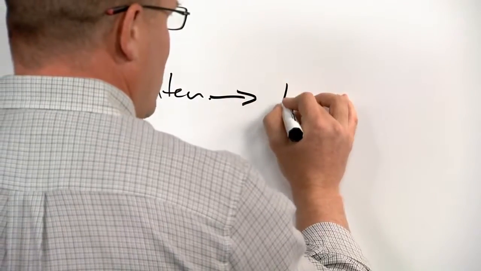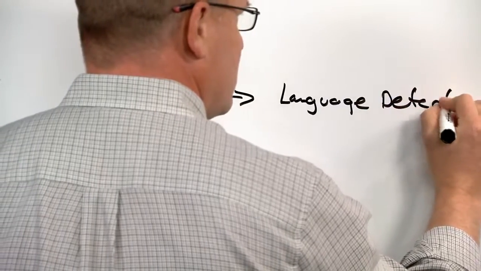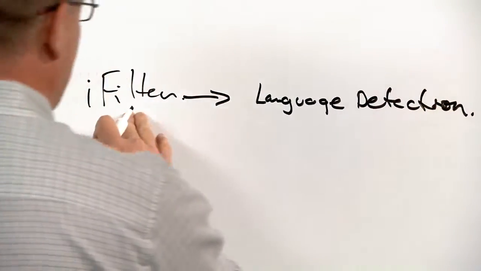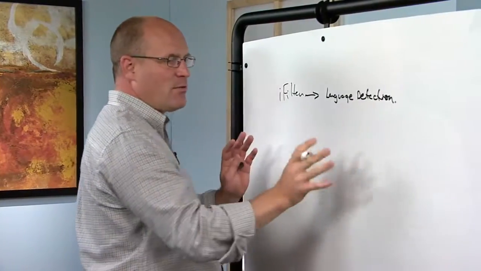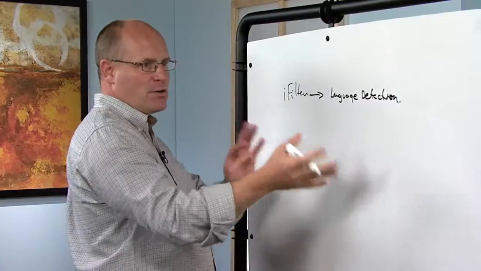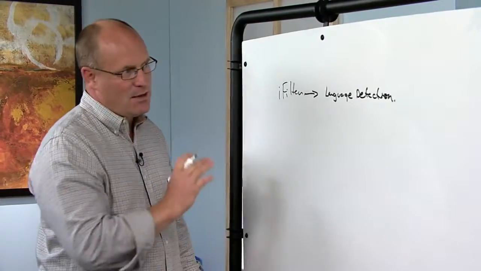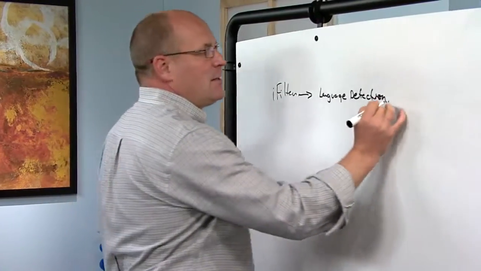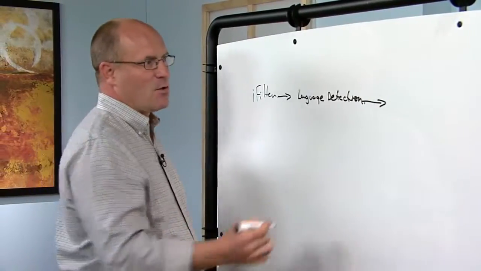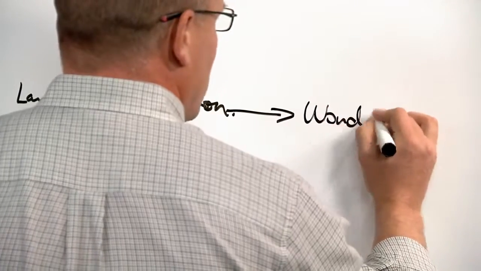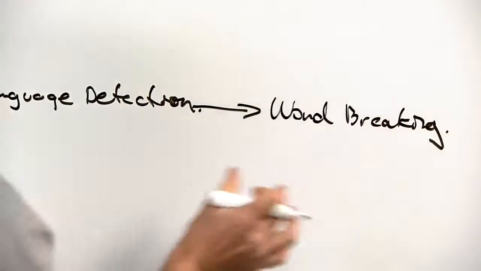Then you do language detection. The filter understands the document. It can send the language stripped of all the non-language parts to the next step in a standard format. Then we have to do language detection on it. And then after you do language detection, there's an important step called word breaking. In some languages, this can be very complex to do because they don't just use straightforward spaces.